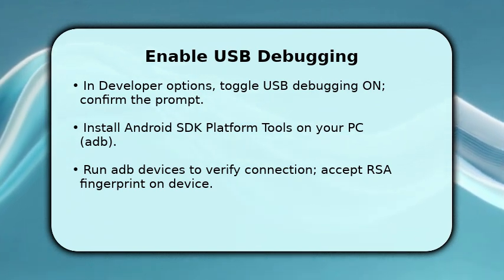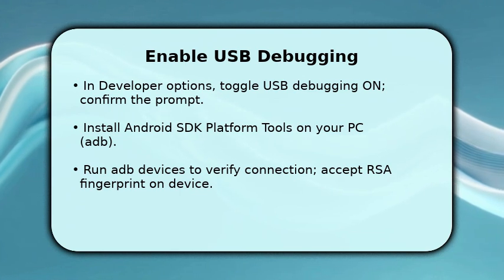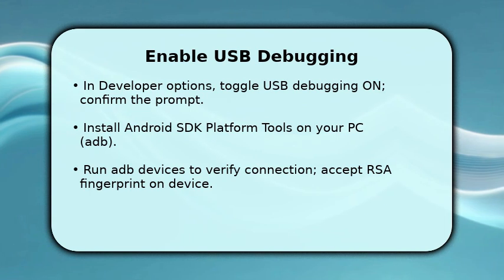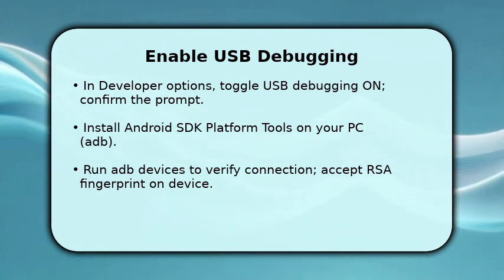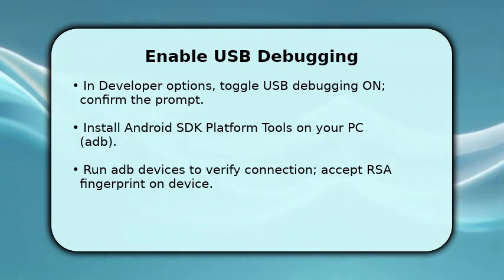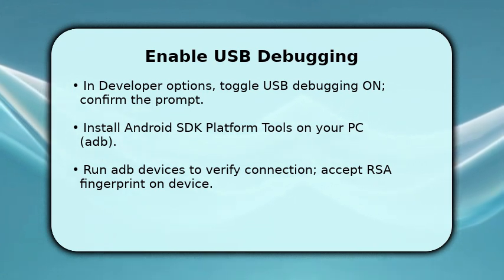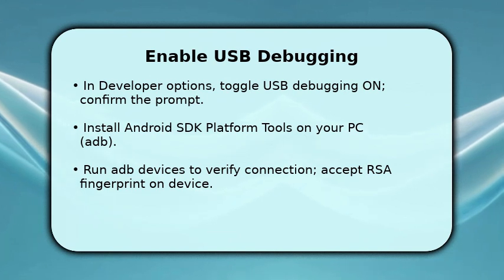Meanwhile, on your computer, install Android SDK platform tools and open a terminal or command prompt. Type adb devices to start the ADB server. If the device appears as unauthorized, look at the phone and accept the RSA fingerprint prompt. Make sure drivers are installed on Windows or use proper udev rules on Linux.